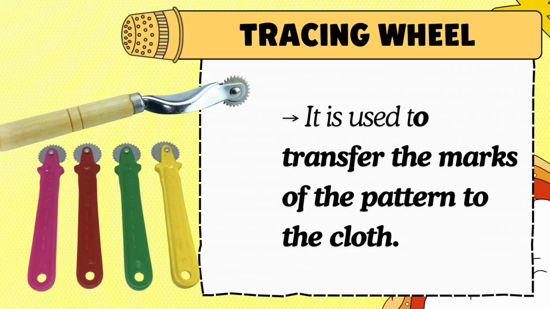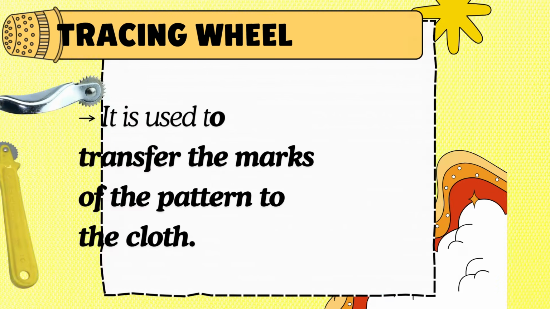16. Tracing wheel. It is used to transfer the marks of the pattern to the cloth. This small wheel tool helps move the pattern lines onto the fabric. When rolled over pattern paper, it creates clear marks to guide where we will cut or sew, making the sewing work more accurate and organized.